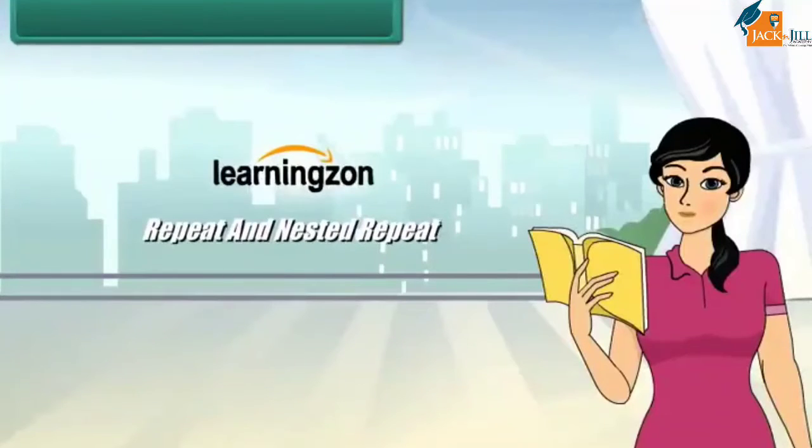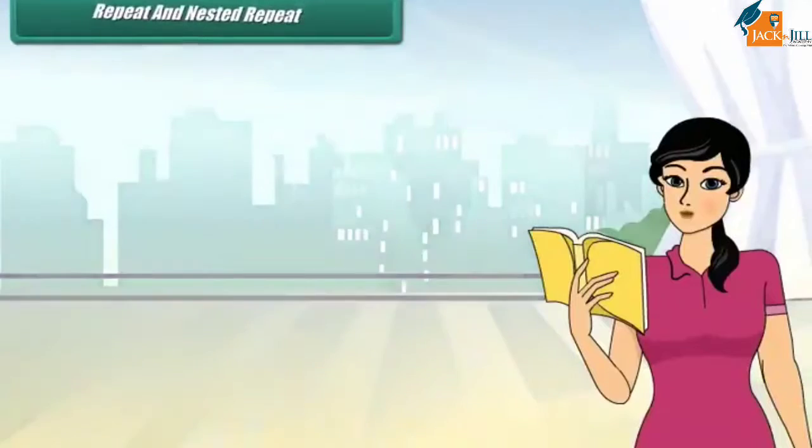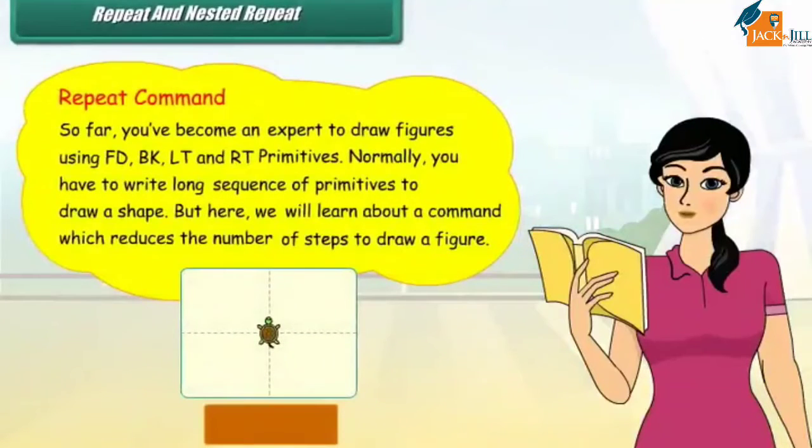Chapter 4. Repeat and nested repeat. Children, so far you've become an expert in drawing figures using FD, BK, LT and RT primitives. Normally you have to write long sequences of primitives to draw a shape. But here we will learn about a command which reduces the number of steps to draw a figure.